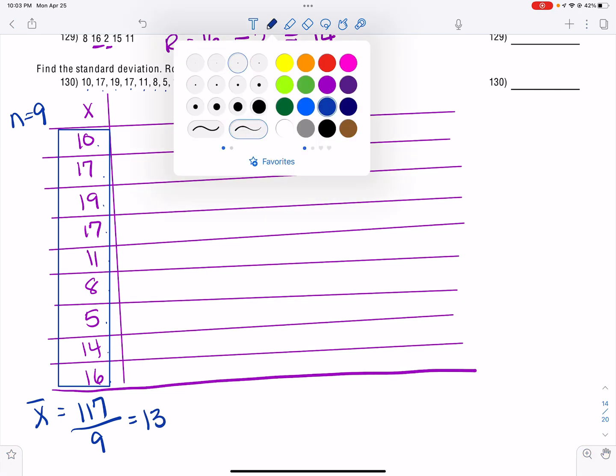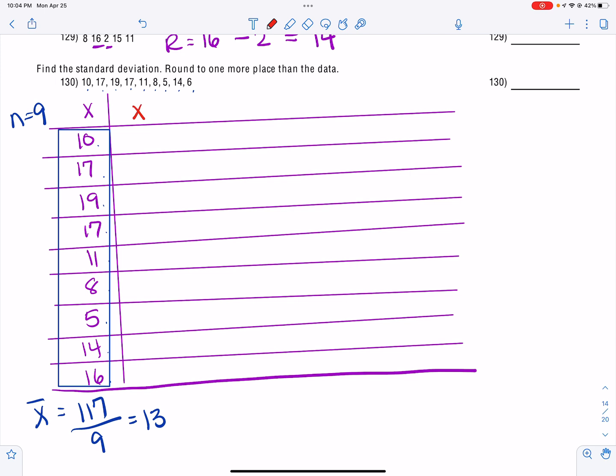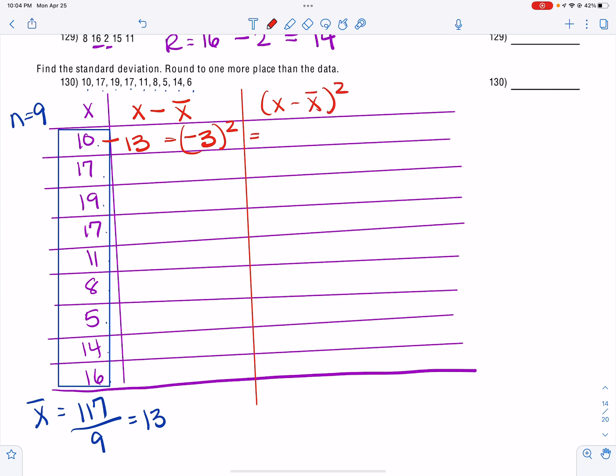So now the next column is going to be my data points minus my mean. Okay, so I'm going to take 10 minus 13 and get negative 3. And then I'm going to square it and put it in this column. So that becomes positive 9. 17 minus 13 is 4, and 4 squared is 16. 19 minus 13 is 6, and 6 squared is 36.